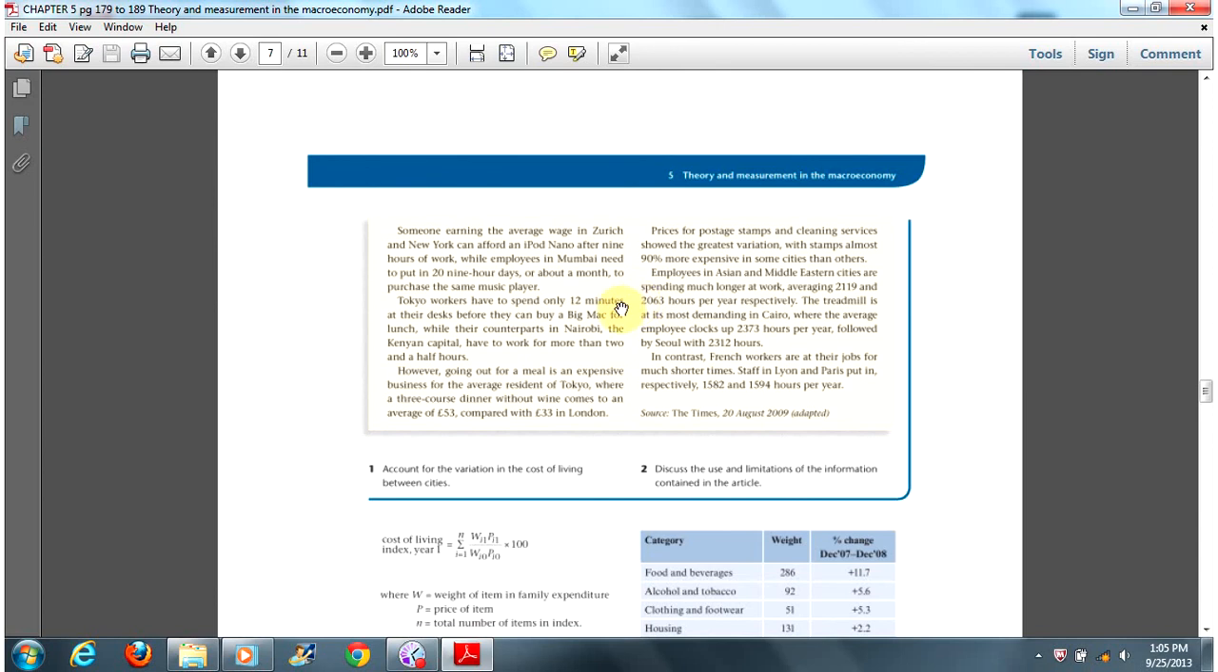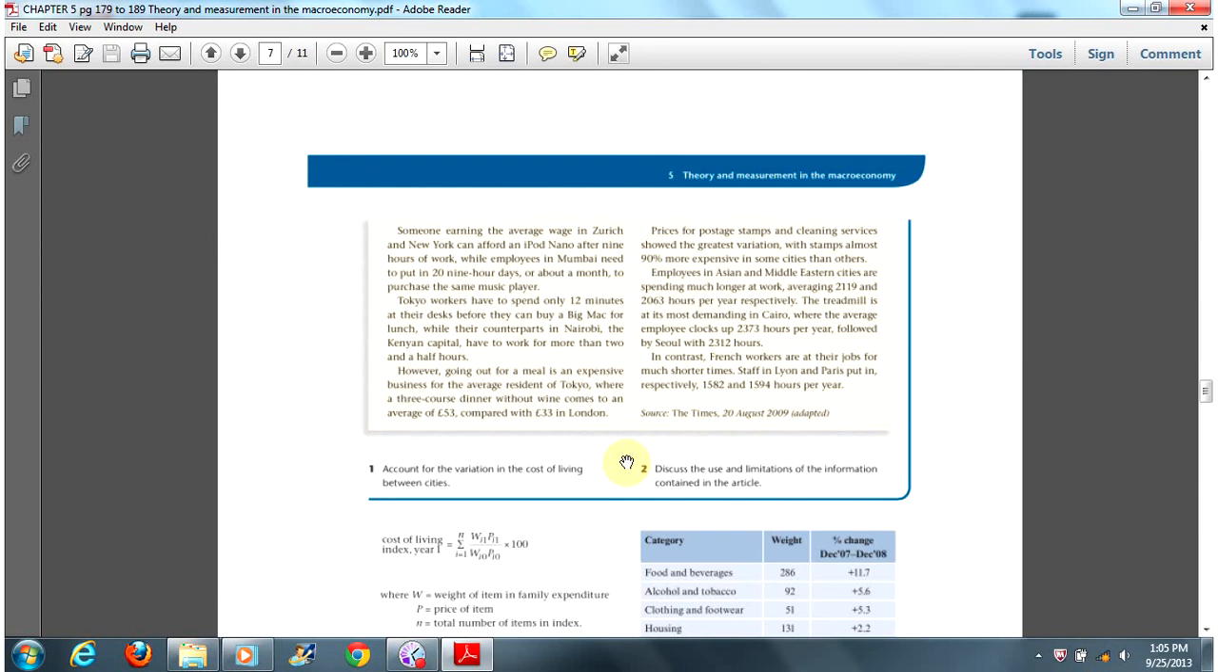The treadmill is at its most demanding in Cairo, where the average employee clocks up 2,373 hours per year, followed by Seoul with 2,312. In contrast, French workers are at their jobs for much shorter times. Staff in Lyon and Paris put in respectively 1,582 and 1,594 hours per year. Source: The Times, August 20th, 2009.